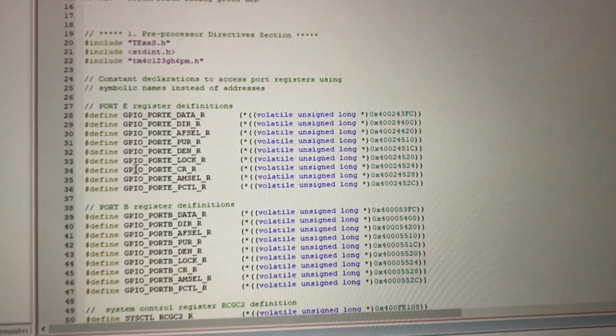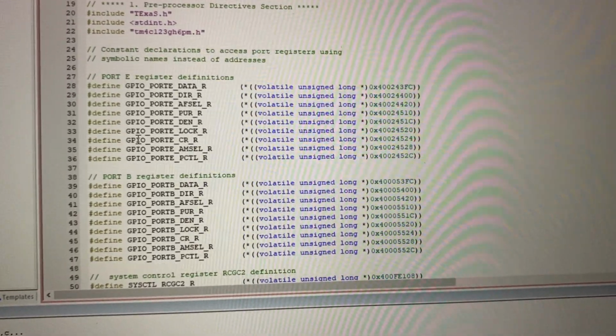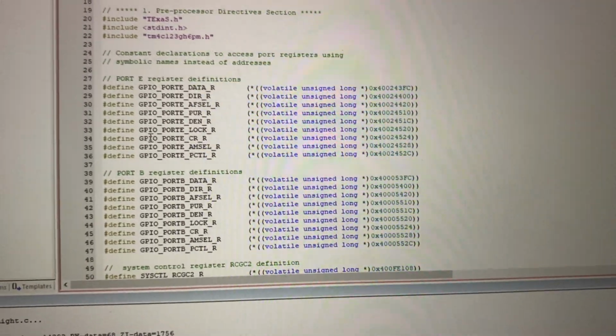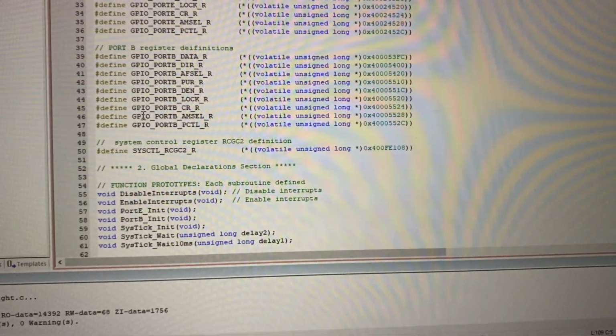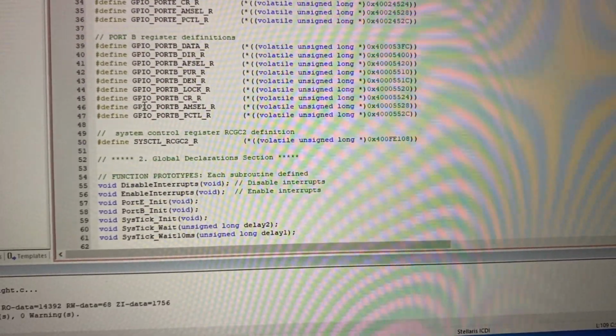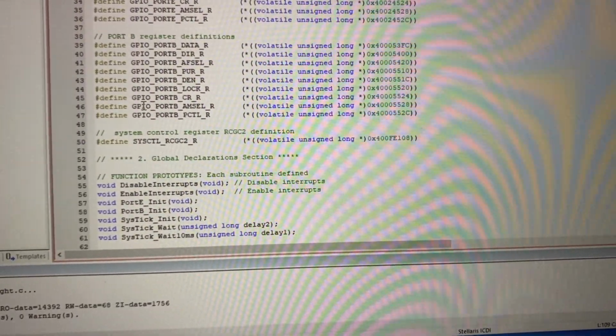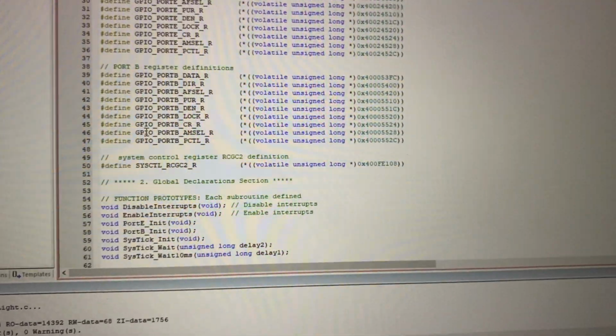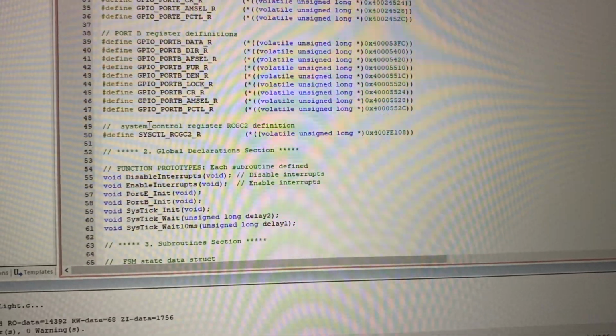for the lab. So as you can see here, I decided to initialize port E and port B, as I believe those were the best ports for this lab. I also decided to set up the system clock here using the SYSCTL RCGC2, and obviously it's set to 80 megahertz as the lab is intended.